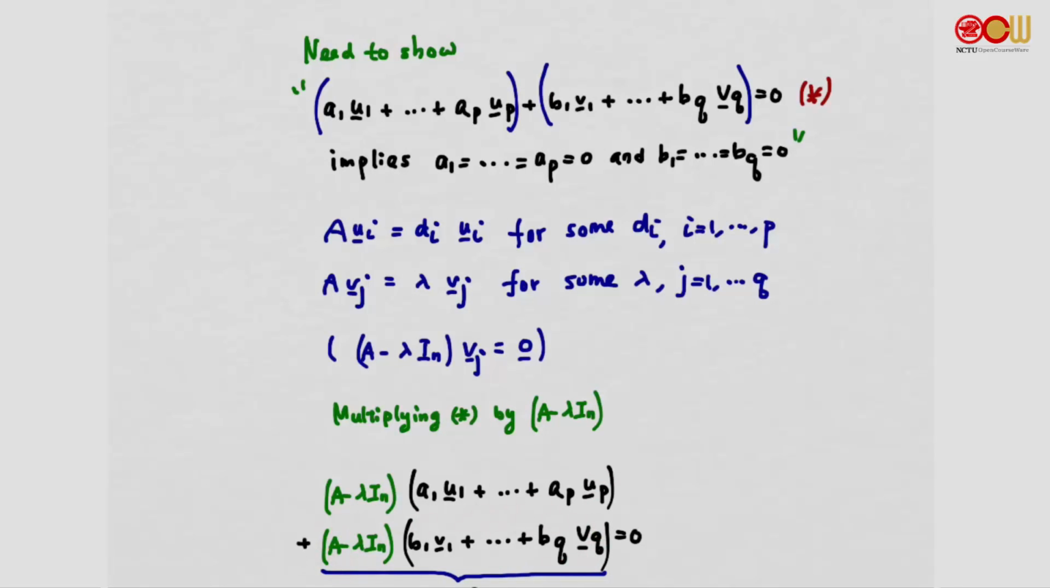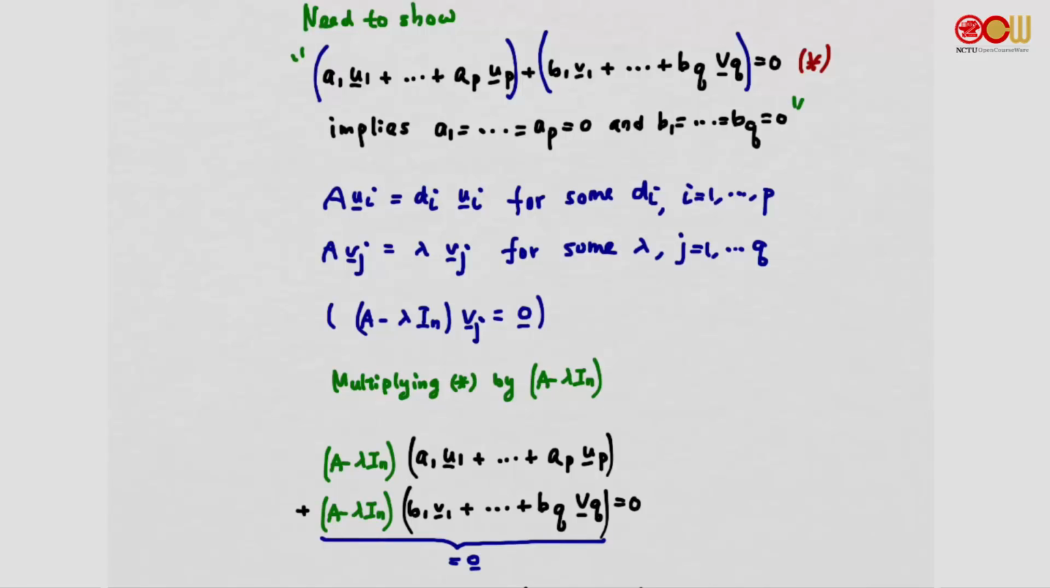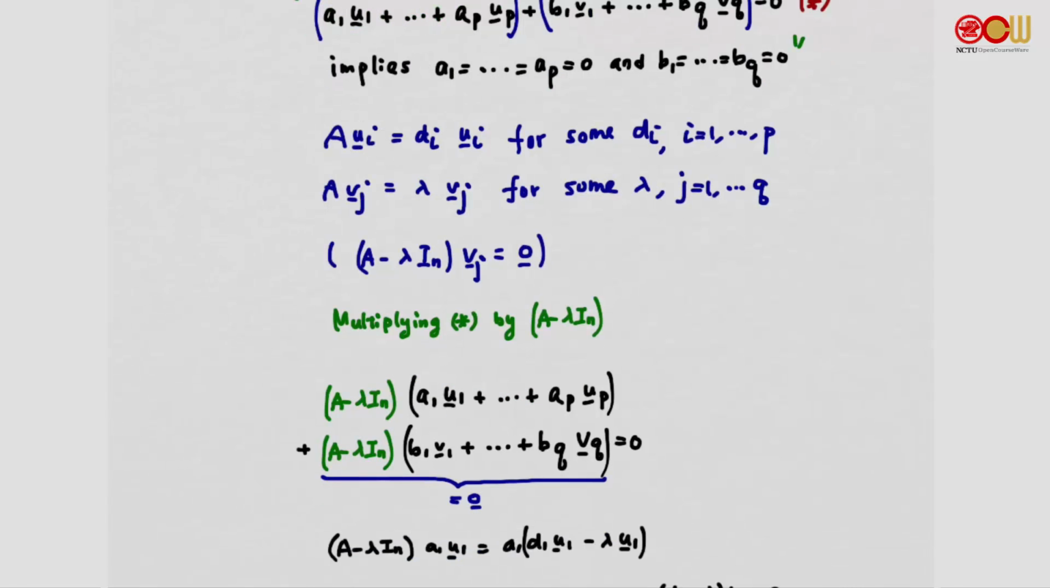What would be the second term? Remember, each Vj is in the null space of this matrix. So we get 0 for the second term. Now let's look at the first term. Here, for the first term, if we use the distributive law, then we get p terms. And we look at each term separately.